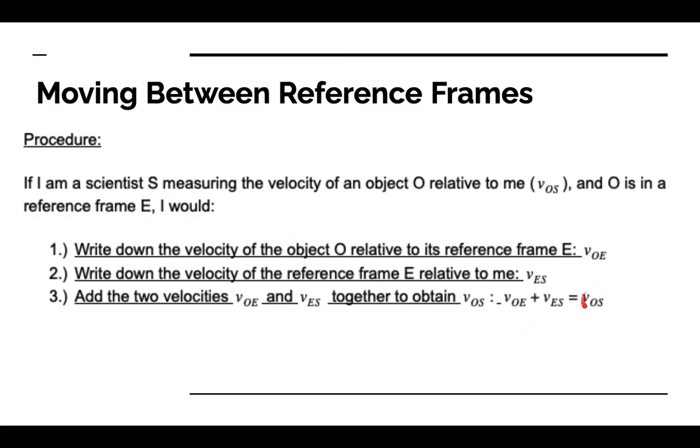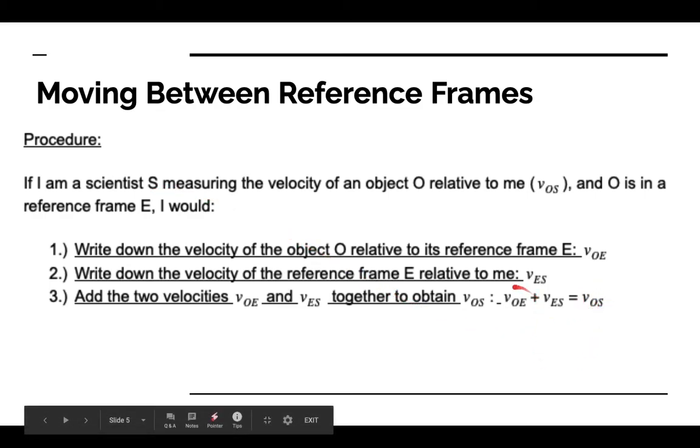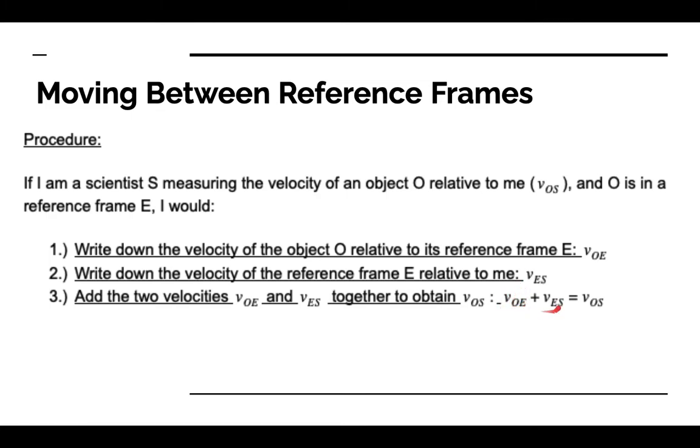So the velocity of the object relative to the scientist is equal to the velocity of the object relative to its environment, its reference frame E, plus the velocity of the reference frame relative to the scientist. All of this seems a little bit tricky, but really it amounts to nothing more than switching between reference frames and then adding two numbers at the end of the day. So let's get a little bit of practice to see what this looks like in a practical example.